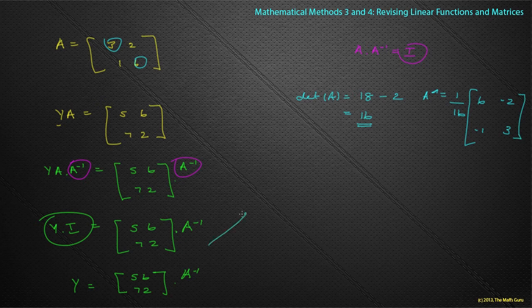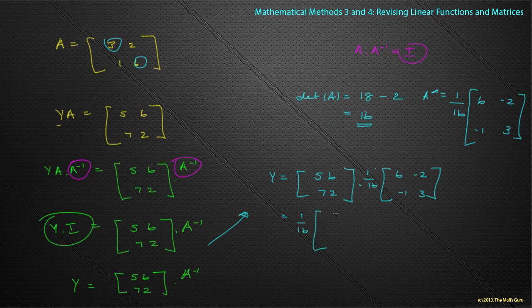So I can now use this information to say that Y is equal to 5, 6, 7, 2 multiplied by 1 over 16, 6, minus 2, minus 1, 3. Well, that looks a bit odd, so we can happily move the 1 over 16 to the front, and that gives me 5, 6, 7, 2 multiplied by 6, negative 2, negative 1, 3. Now for information, you can't move this second matrix to the front because that would change the order and more importantly the value of the matrix that we would end up with.